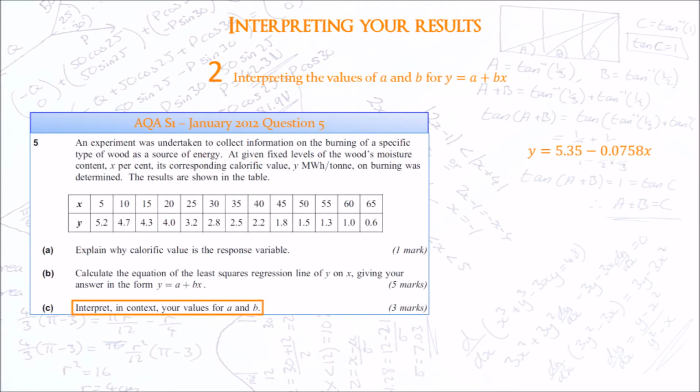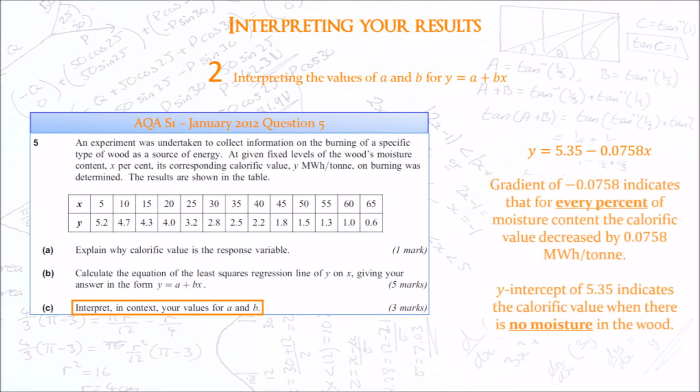If we have a look at another one, in this case we've got y is equal to 5.35, take away 0.0758x. Here we've got a negative gradient, so this means that for every change in x, our y is going to go down, it's going to decrease by 0.0758. So we can say here that for every percentage of moisture content, the calorific value decreases by 0.0758 megawatt hours per ton. The y-intercept, in this case, is going to indicate the calorific value when there is no moisture in the wood, or when it's dry.